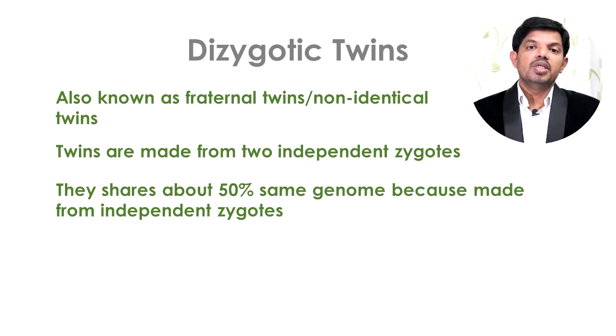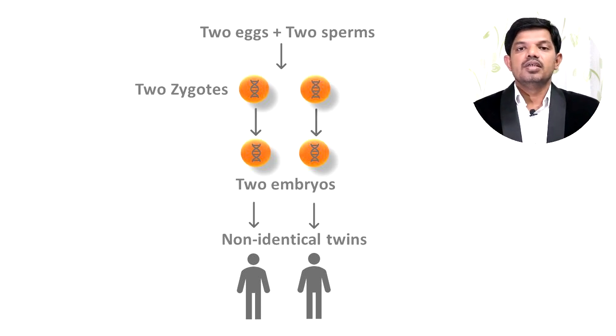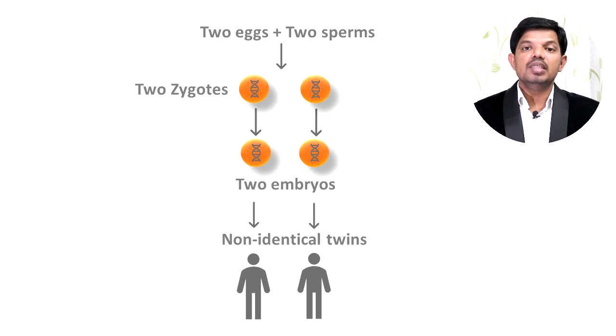The second type of twin observed is called the dizygotic twin or the fraternal twin. The dizygotic or fraternal twin is also known as non-identical twins, because the twins we are observing are not identical with each other. Why? Because these two twins are made not from a single zygote, but from two different, independent zygotes. But how this occurs, we will see here. The name itself indicates that di means two and zygote means that this type of twins is made from two separate zygotes.